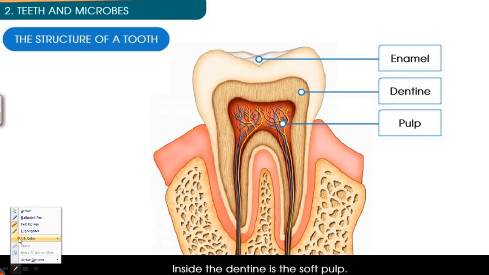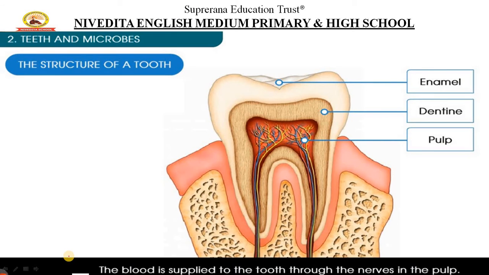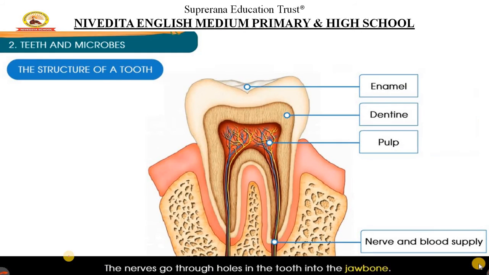Soft tissues, we call it, which contain blood supplied to the tooth and the nerve in the pulp. Remember that, children, teeth also need blood. Where is it supplied from? It is supplied to the tooth through this pulp. The pulp is further connected. The nerve goes through the holes in the tooth into the jawbone, as you can see in the bottom here. As you can see, in the bottom there are holes. Those holes contain what?